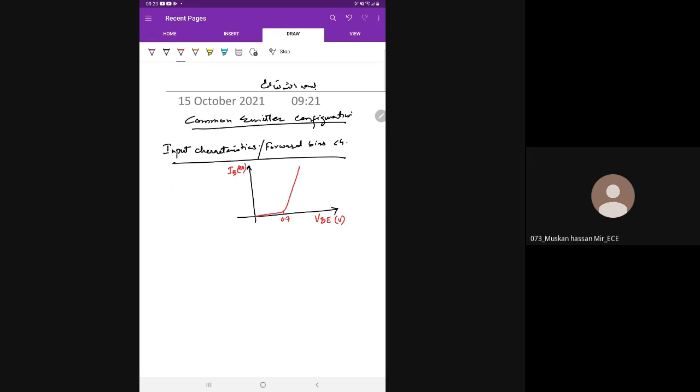So in common emitter configuration, the transistor looks something like this. We have emitter common to both terminals, input and output. Some voltage is applied between base and emitter, known as VBE, the input voltage, and the current that flows into the circuit is IB. Then you have output characteristics, drawn between VCE versus IC. IC is the output current.